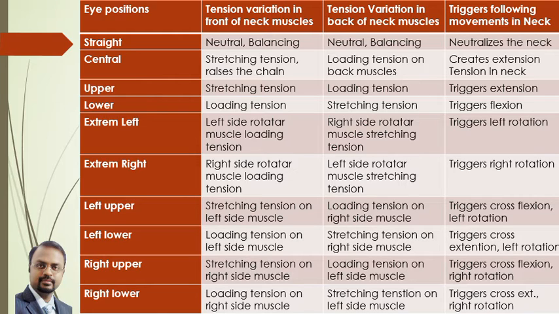Now let us understand the stretching tension on the muscle. Stretching tension is when the attachment of your muscles goes away from the center of the muscle. For example, when you are raising your head, the front of the neck muscles are stretched. That is called stretching tension on the muscle.